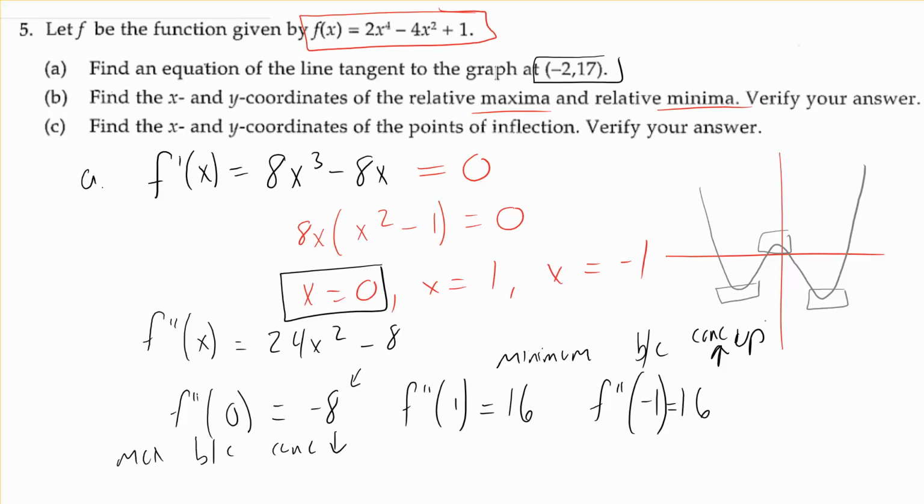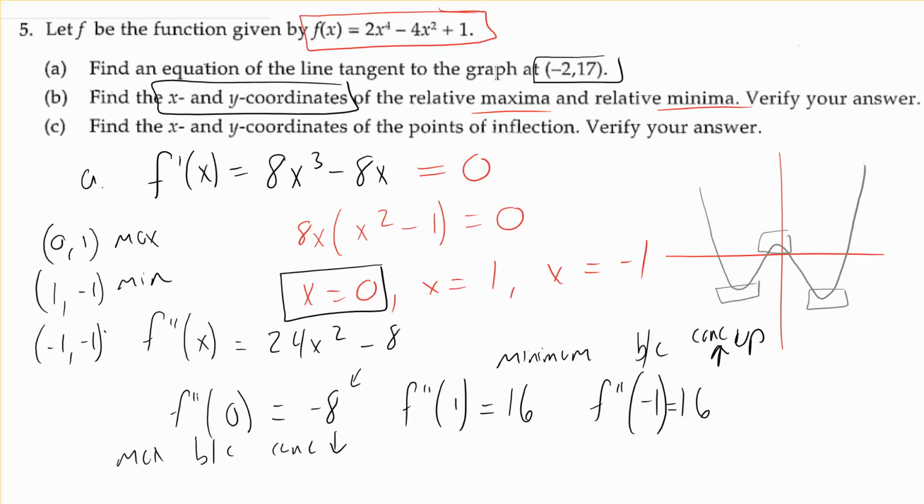All right, then let's look at part C. Find the x, oh, I guess this one, okay, sorry. To finish B, find the x and y coordinates. When I put 0 in, 0, 1 was our max. 1 comma, and I'm putting these into the original function, -1 was a min, and -1 comma -1 was also a min. So that was my complete solution for B.